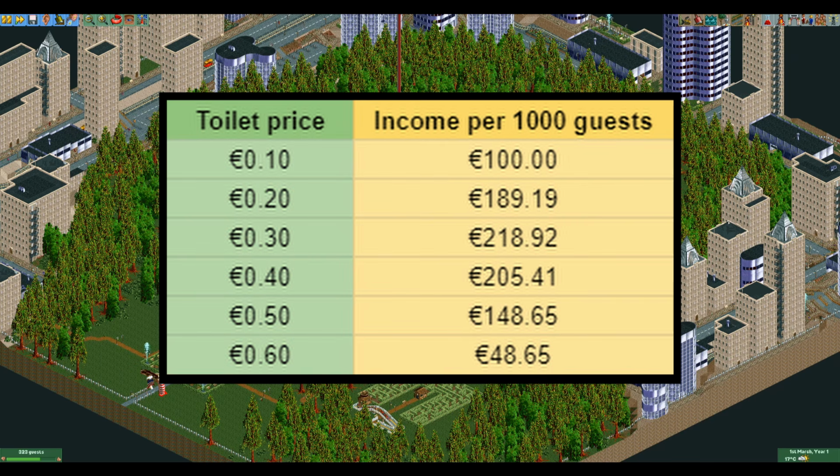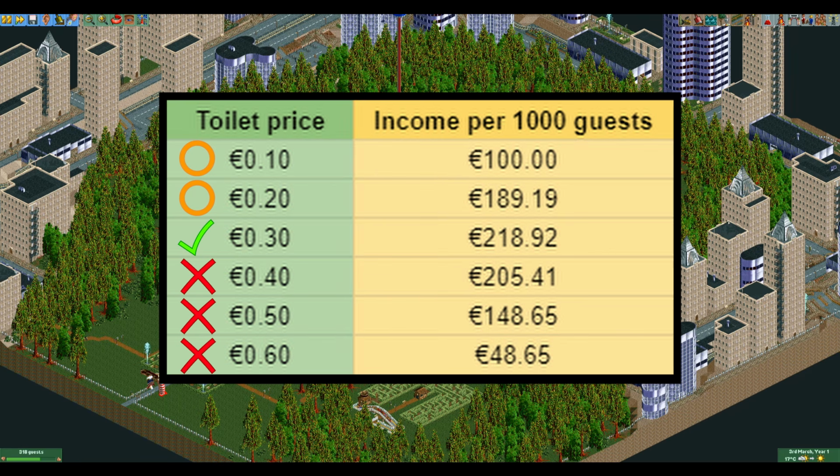Even though the negative effects from high prices are small to negligible, we can still dismiss all prices above 30 cents as we simply make less money. Anything below 30 cents is reasonable if you don't like turning guests away or if all your guests are broke, but from this analysis I would say that 30 cents seems to be the most optimal price.